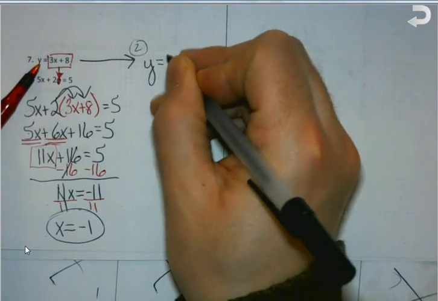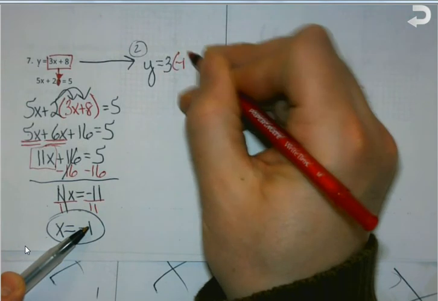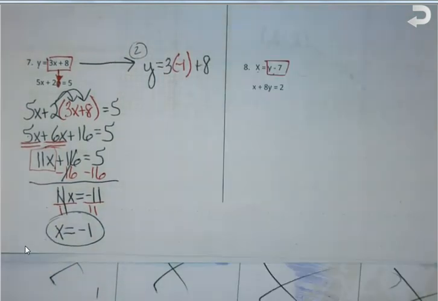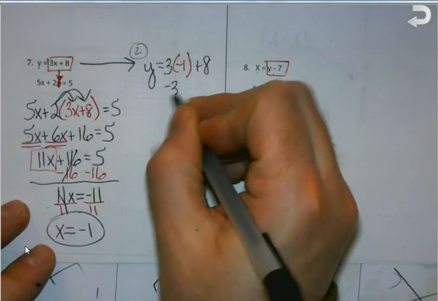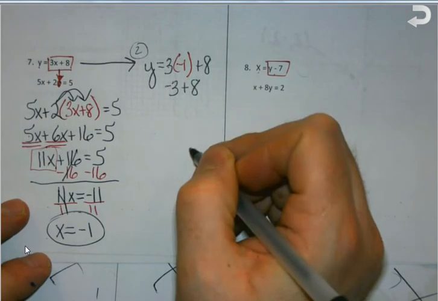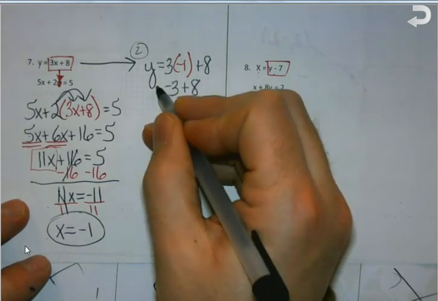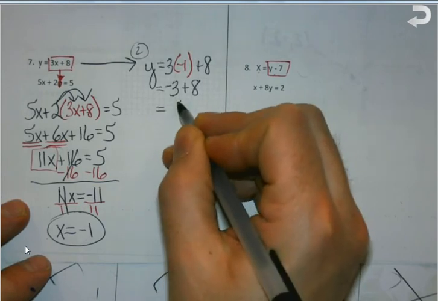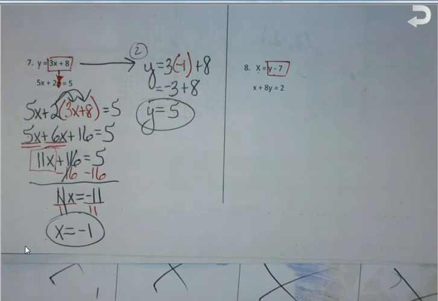So y is going to be 3 times, I know what x is now, plus 8. So 3 times -1 is -3. So if I owed somebody $3 and I found 8 in my pocket, how far am I going to be ahead when I pay them back? $5. And I get my 5.